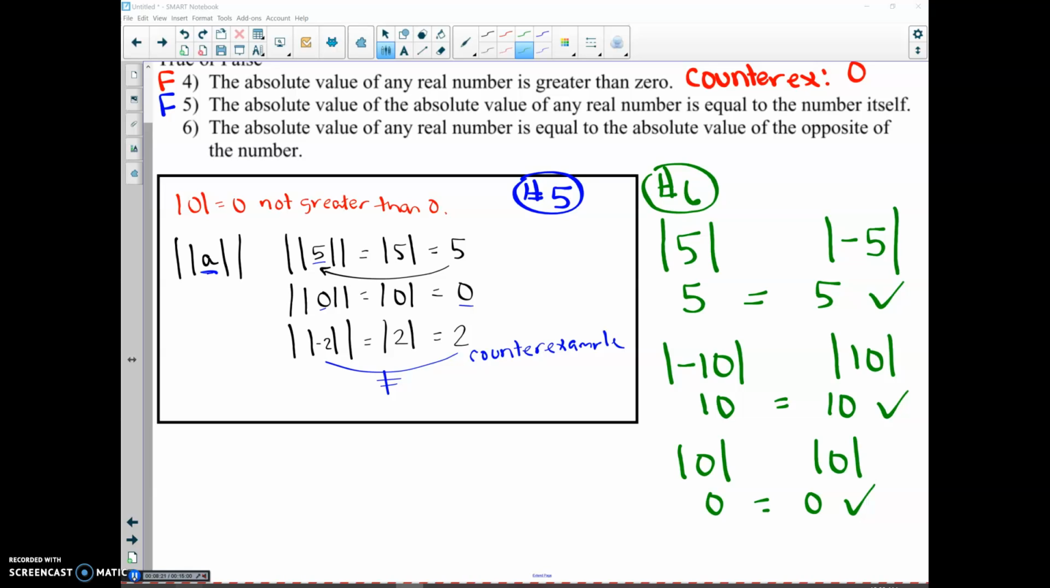All right, so number 6, any real number. I start with a positive, so the absolute value of 5 is 5, and 5's opposite is -5, and the absolute value of -5 is 5, so these two are equal, so that one holds true. Same thing if you start with a negative number, -10, the opposite of -10 is +10. They both have an absolute value of 10, so that is also correct. And just for the sake of people being confused with 0, 0's opposite is 0. We multiply 0 by a -1, it's still 0, so that holds true. So number 6's answer is true.